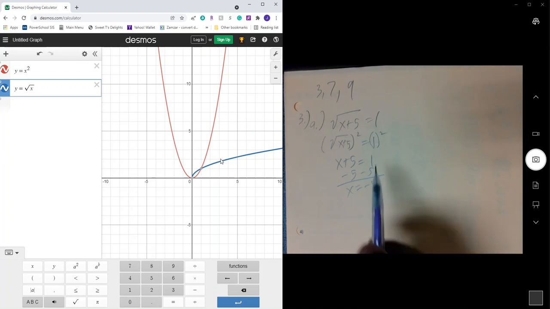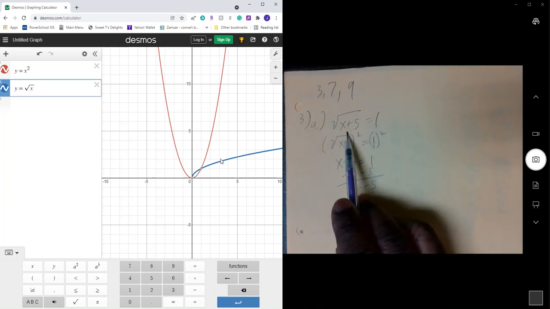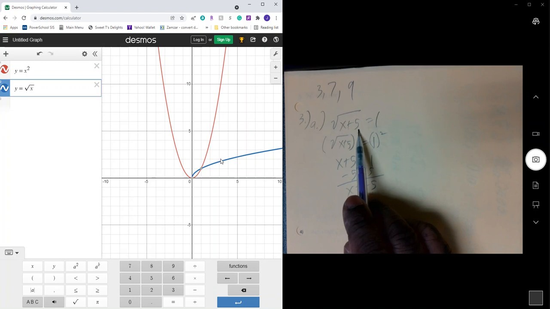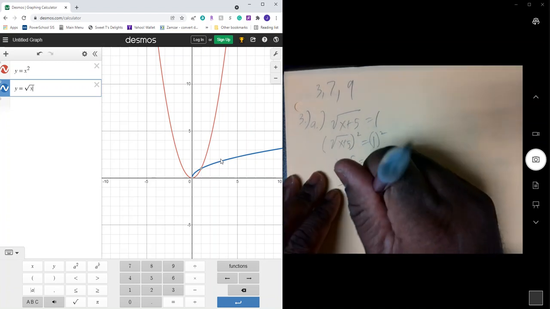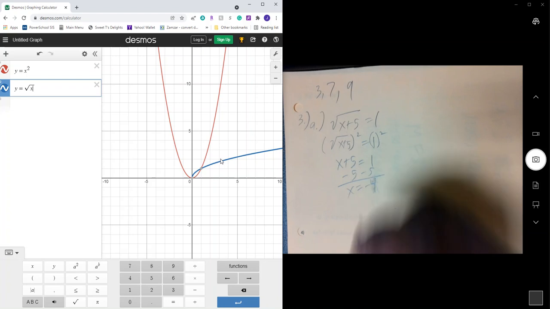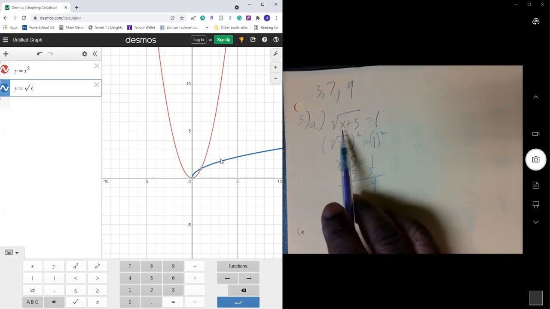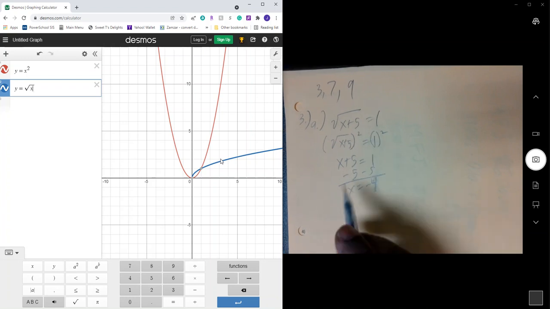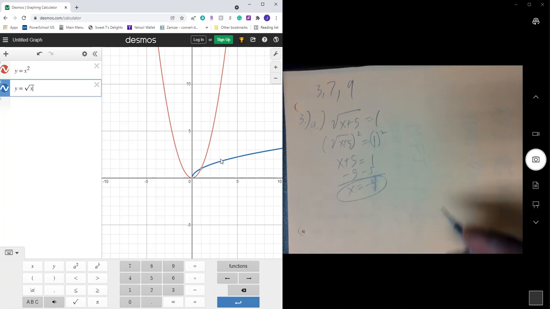Now, if you go back and put in -4, oh, I'm sorry, I said -5 earlier, that's supposed to be -4, not -5. Okay, so if you put in -4, -4 plus 5 is 1. The square root of 1 is 1, so this checks out, and this is fine.